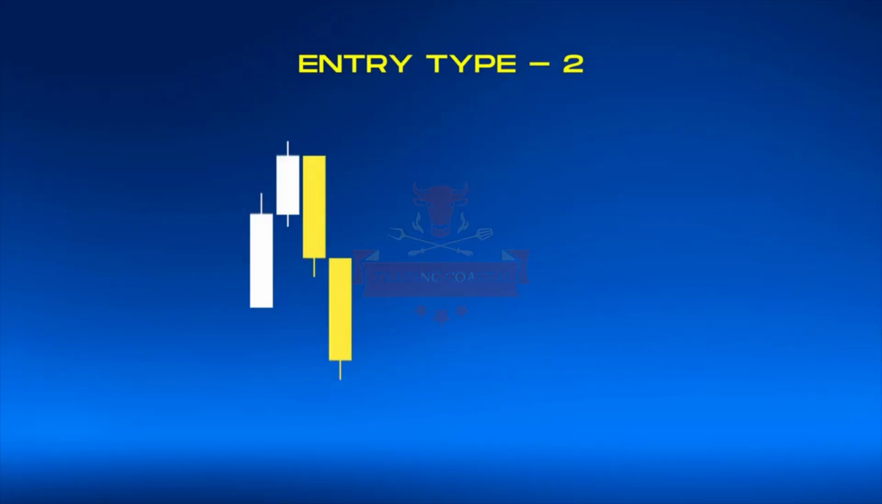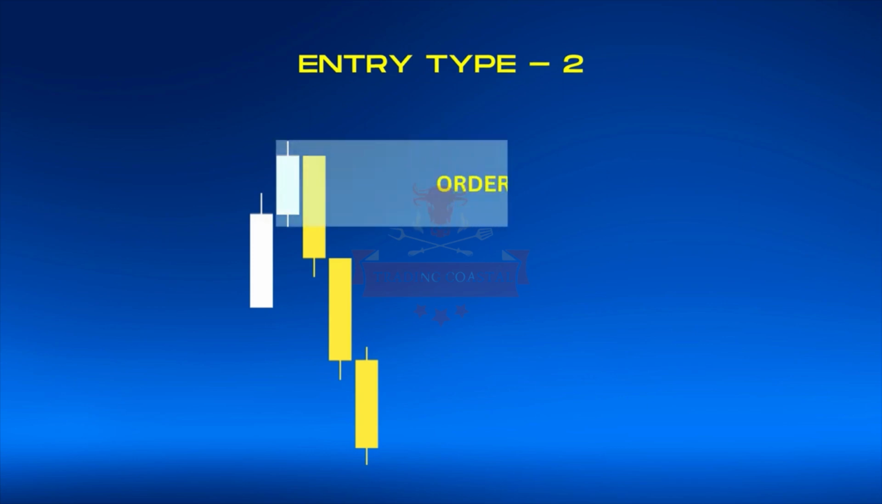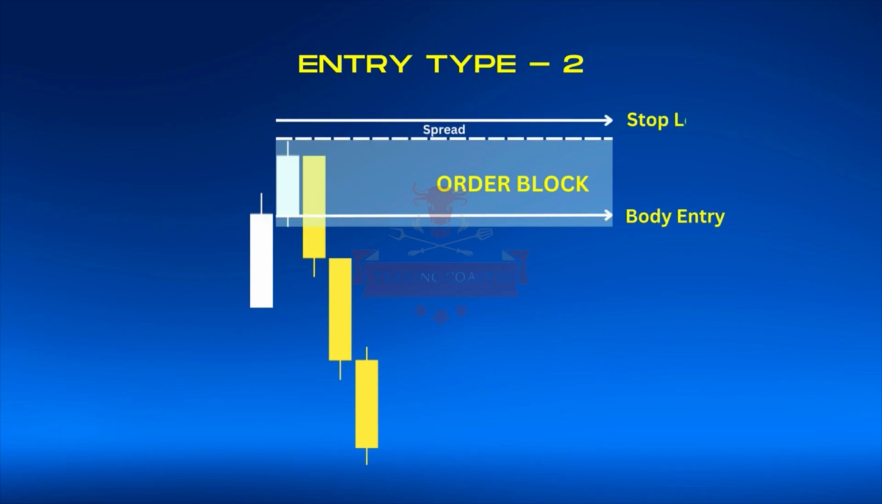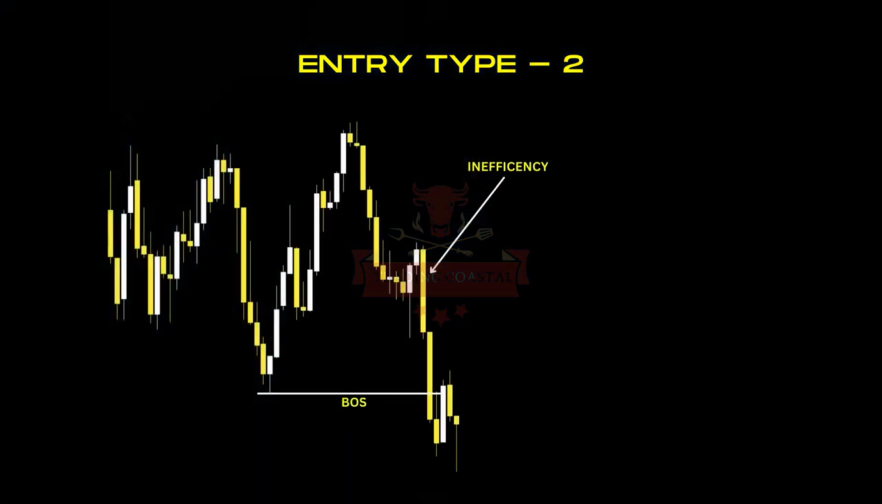The second entry type is referred to as the body entry. In this approach, once a valid order block is identified, the entry is placed based on the body of the candle. For sell positions, the stop loss is set to a spread size above the higher wick of the order block. This entry method typically offers a higher reward to risk ratio compared to the previous entry type.